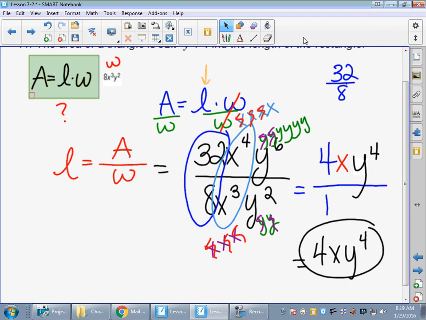Wasn't so bad. It looked a little bit messy, but it wasn't really that bad. And as you get better at these problems, you won't need all that extra sloppy work on the side because some of those shortcuts you're going to just start to know.